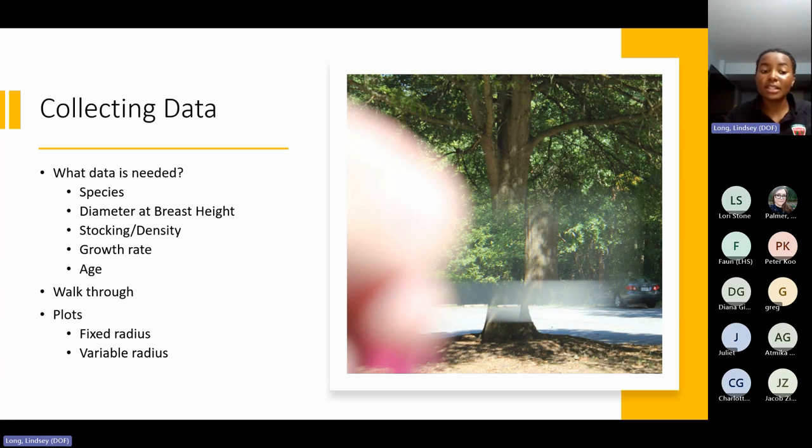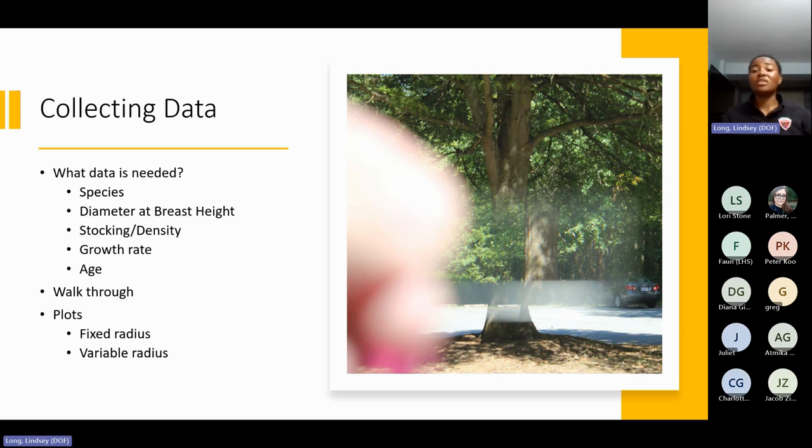Usually to collect this data, we do a walkthrough or a site visit of the forest, and we take plots throughout the forest. There's two ways that you can take plots: a fixed radius or a variable radius. The fixed radius is, say you have the map of the forested area right in front of you. I'm going to draw a grid and say it's 100 acres, so I break it into 100 plots or 50 plots or whatever. In each of those little squares, I will be taking all the data above.